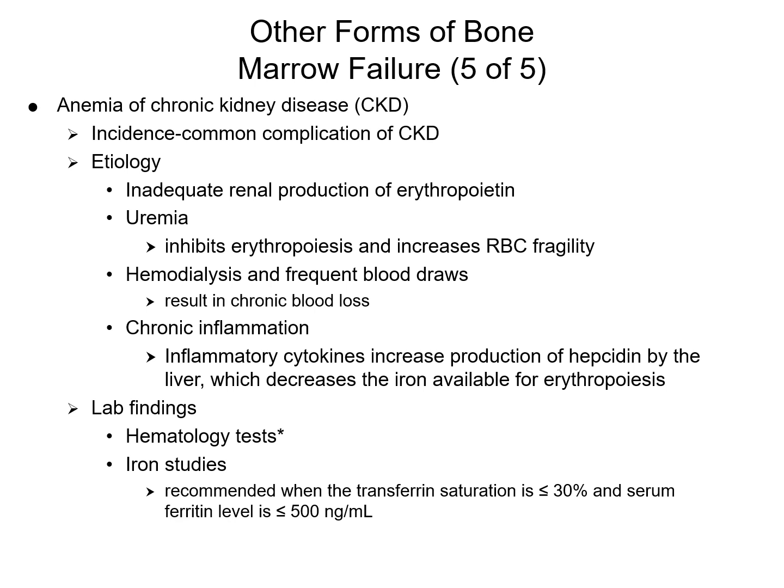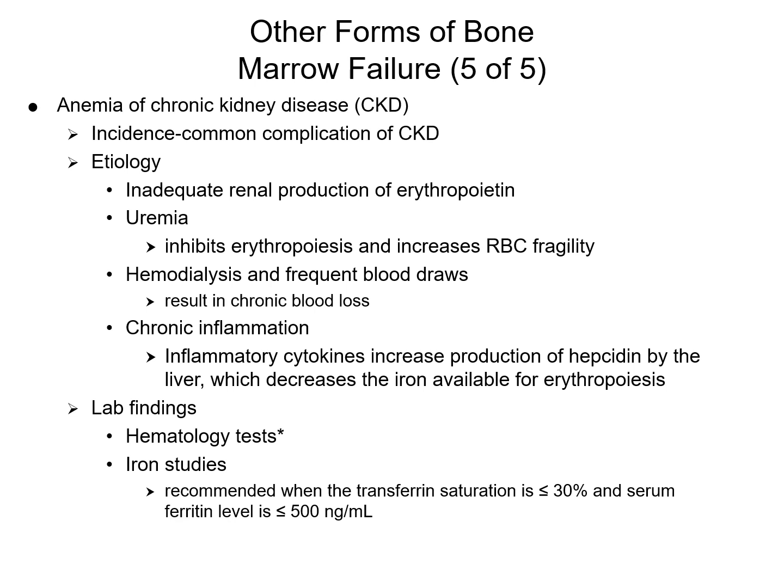Hemodialysis and frequent blood draws can lead to chronic blood loss, which can worsen the anemia. Chronic inflammation is another factor, as inflammatory cytokines stimulate the liver to produce hepcidin. Hepcidin reduces iron availability by inhibiting intestinal iron absorption and trapping iron in macrophages, leading to functional iron deficiency. For laboratory findings, hematology tests typically show normocytic normochromic anemia, and the reticulocyte count is usually low or inappropriately normal given the degree of anemia.